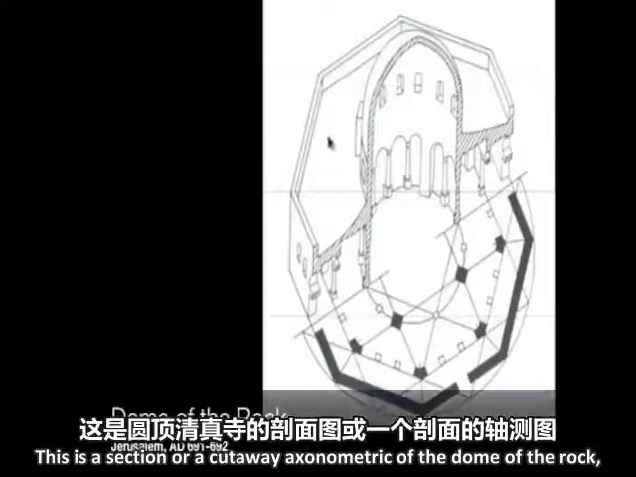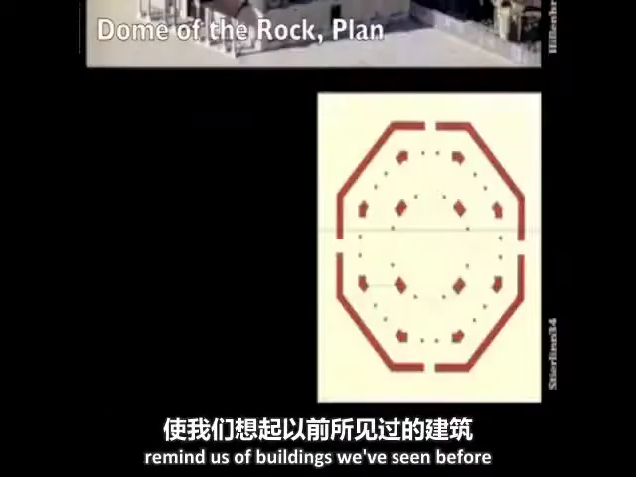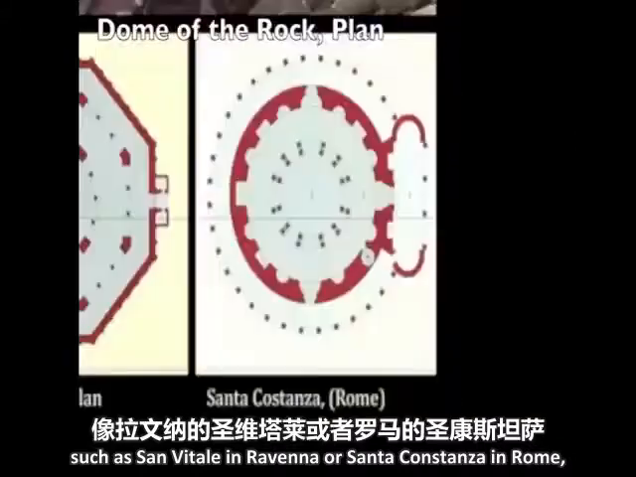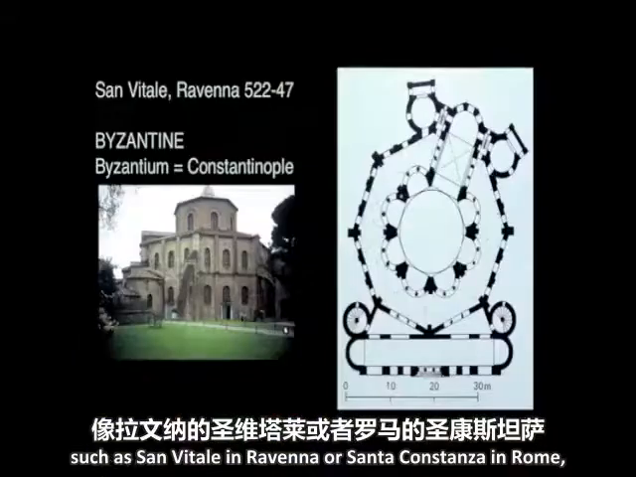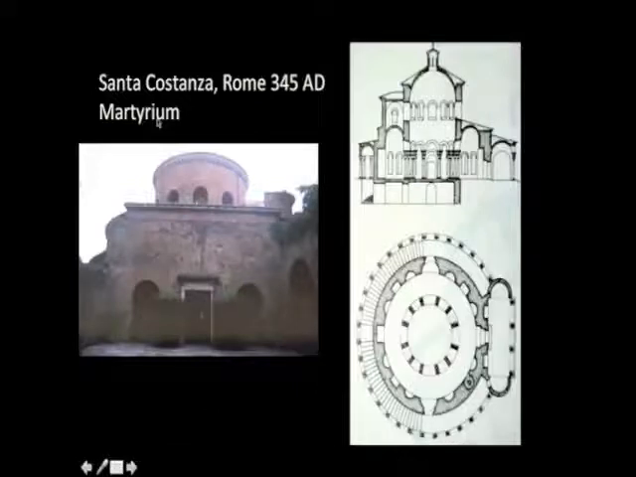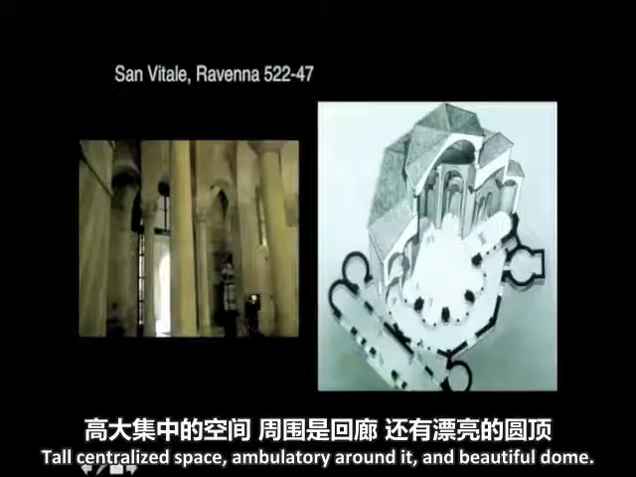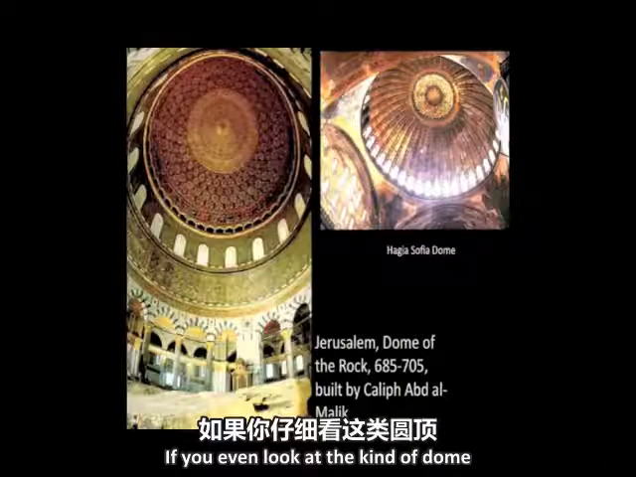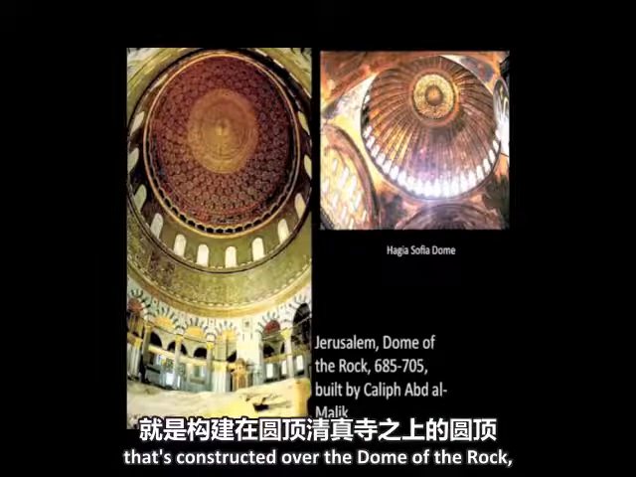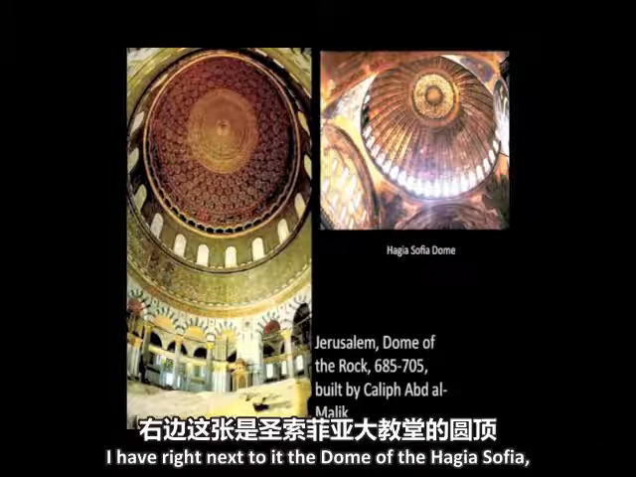There's a section, or a cutaway axonometric, of the Dome of the Rock. And really, its basic lineaments remind us of buildings we've seen before, such as San Vitale in Ravenna or Santa Costanza in Rome, the martyrium for the daughter of Constantine. Tall, centralized space, ambulatory around it, and beautiful dome. If you even look at the kind of dome that's constructed over the Dome of the Rock, it will remind you more of Byzantine examples than of Roman examples. I have right next to it the dome of the Hagia Sophia.